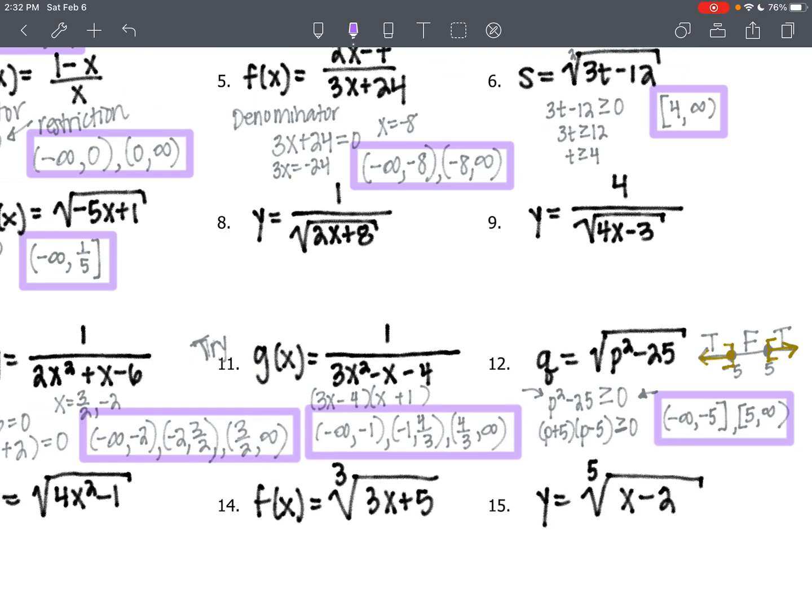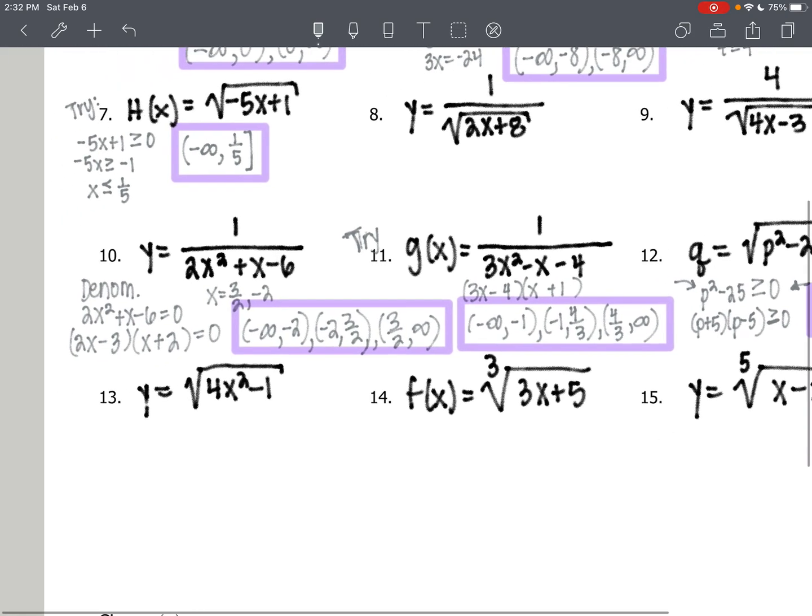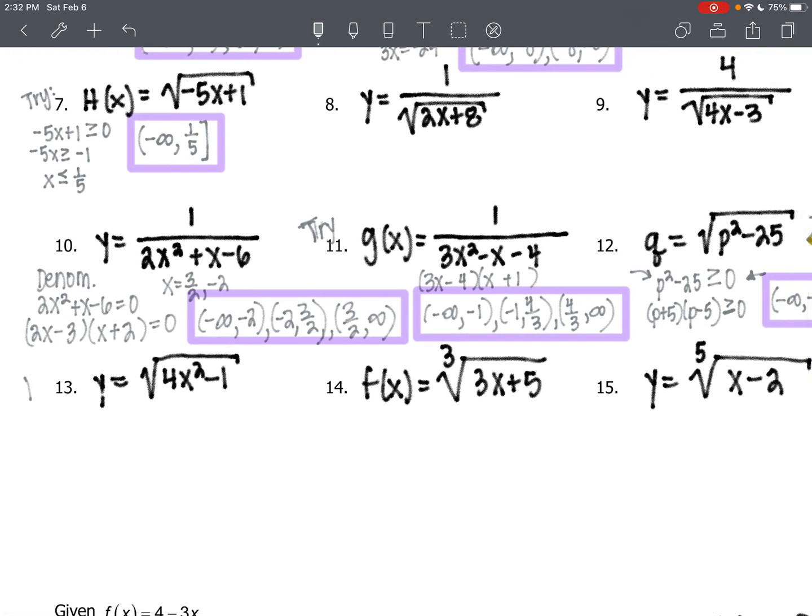Now we've got 8, 9, 13, 14, and 15. 13 looks just like number 12. So let's have you try that one. Go ahead and try 13 and then come back.